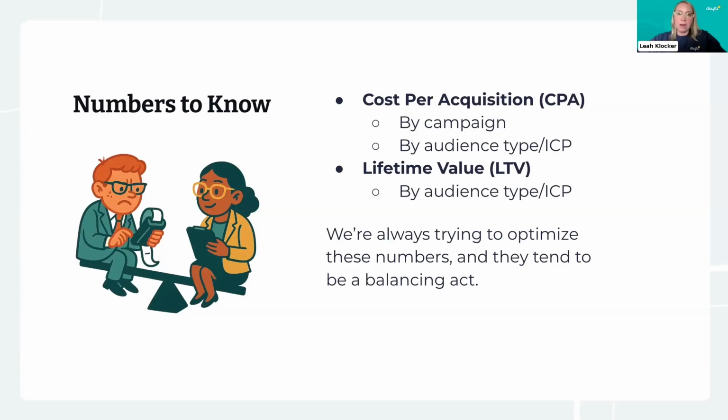Now, here's why that matters. If your CPA is too high and your LTV is too low, that's not sustainable. But if your CPA is a little bit higher for an audience with a higher LTV, that might be a trade-off worth making in your marketing investments. So we're not just optimizing these numbers in isolation, they are a balancing act. And the better you source and attribute your data, the better you can show ROI and market more effectively.